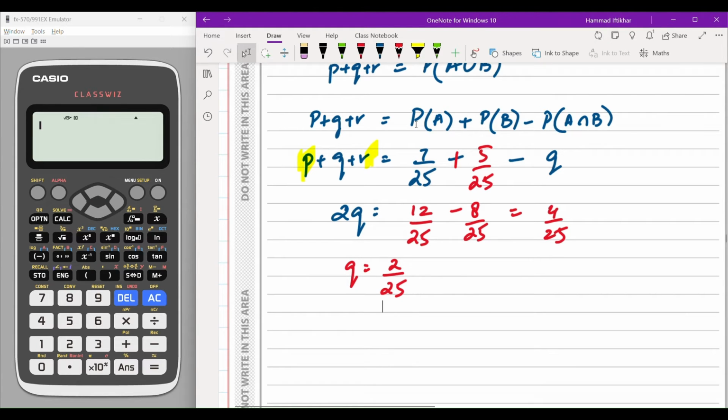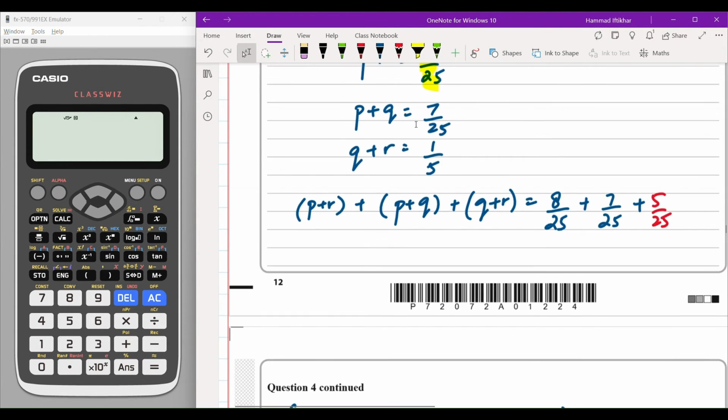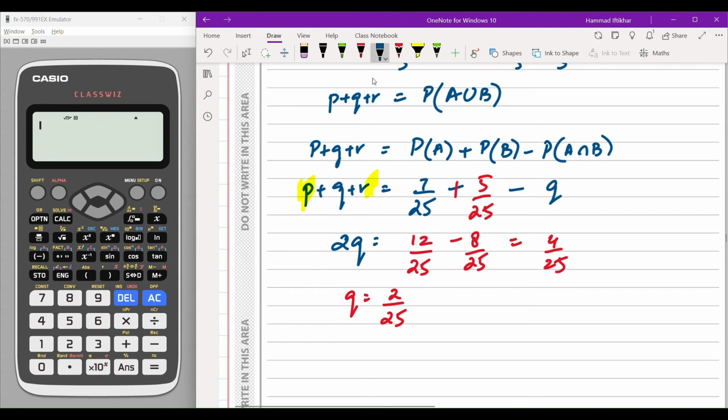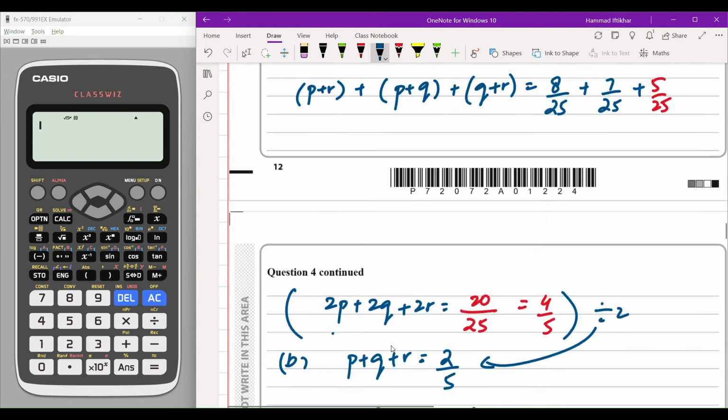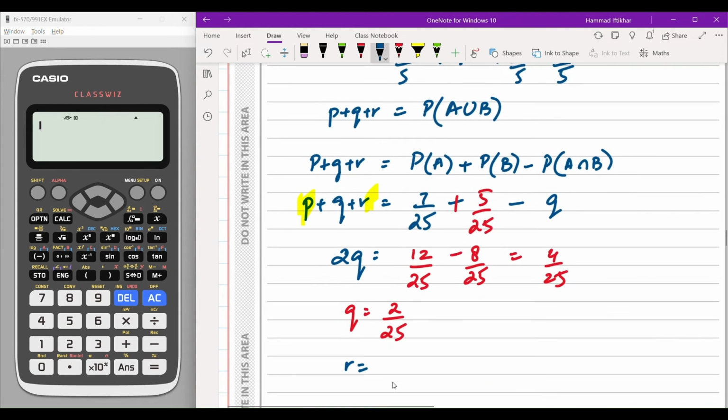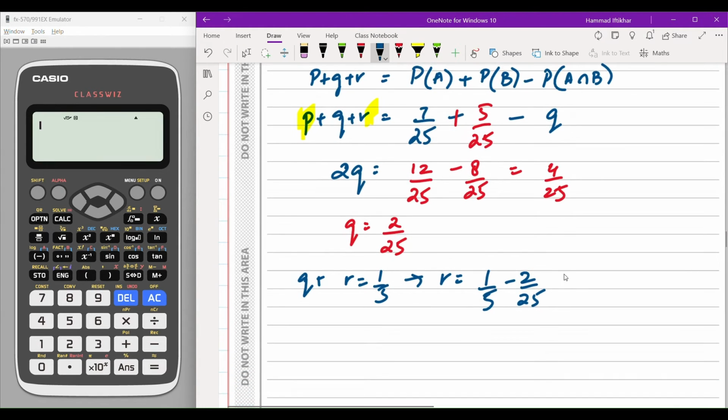Now we have found Q, we can find out R from this. So R is going to be 1/5 minus 2/25. So 5/25 minus 2. So that is going to be 3/25.